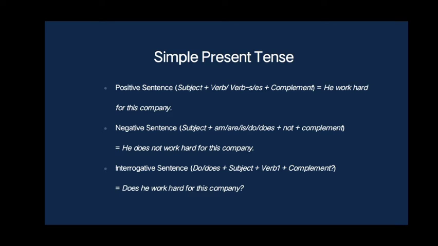If we want to make a negative sentence, the formula is subject plus to be. The to be can be am, are, is, do, or does, and we add not, and then plus complement. For example, he does not work hard for this company. For an interrogative sentence, we add the to be in the first part of the sentence. The formula is do or does plus subject plus verb 1 plus complement. For example, does he work hard for this company?